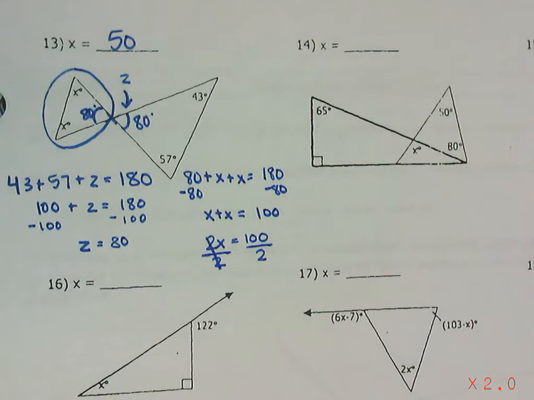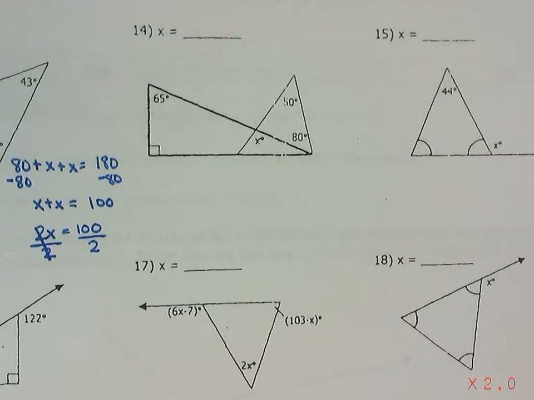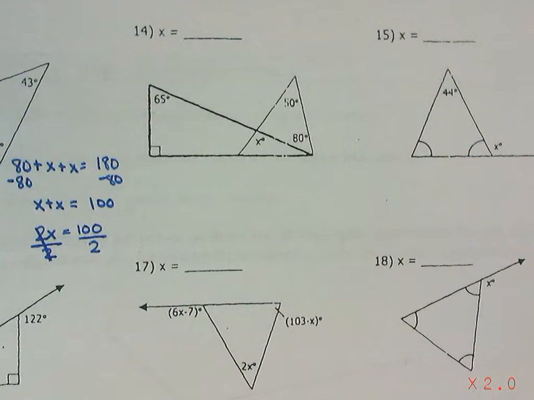Okay, so let's look at number 14 next. A lot of these are going to take multiple steps, but just remember the three things we've talked about. If two angles are on a straight line, they equal 180 degrees, right? If they're right across from each other, they're vertical angles, then they equal each other. And the three angles of a triangle are going to equal 180 degrees.